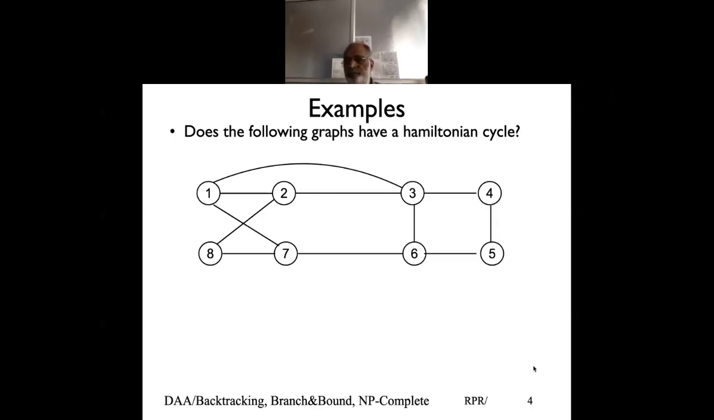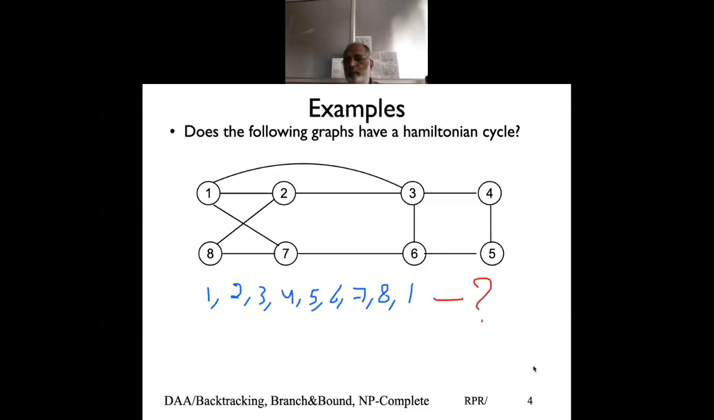Avinash? Yes, sir. Can you give me the Hamiltonian cycle in this graph? Starting from vertex 1, what vertices should we visit so that we come back to the same vertex? Can I say 1, 2, 3, 4, 5, 6, 7, 8, and 1? Is this a Hamiltonian cycle?